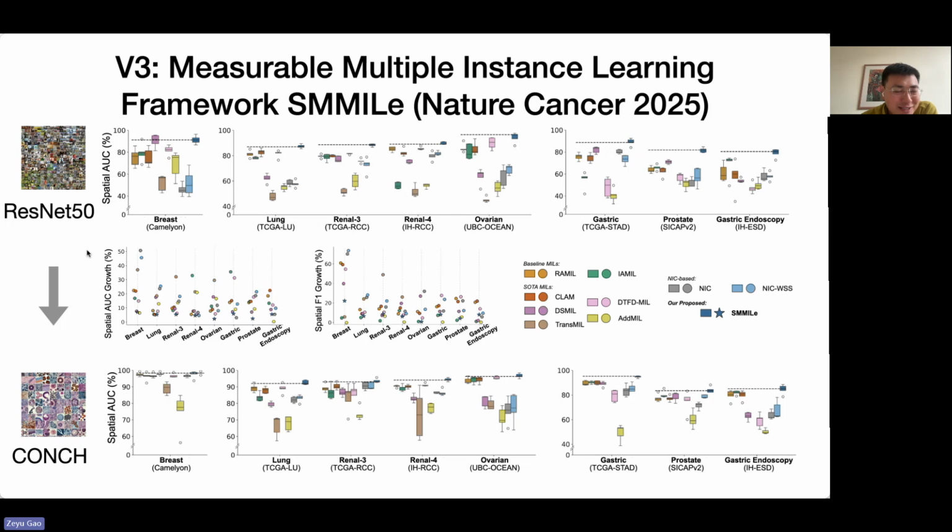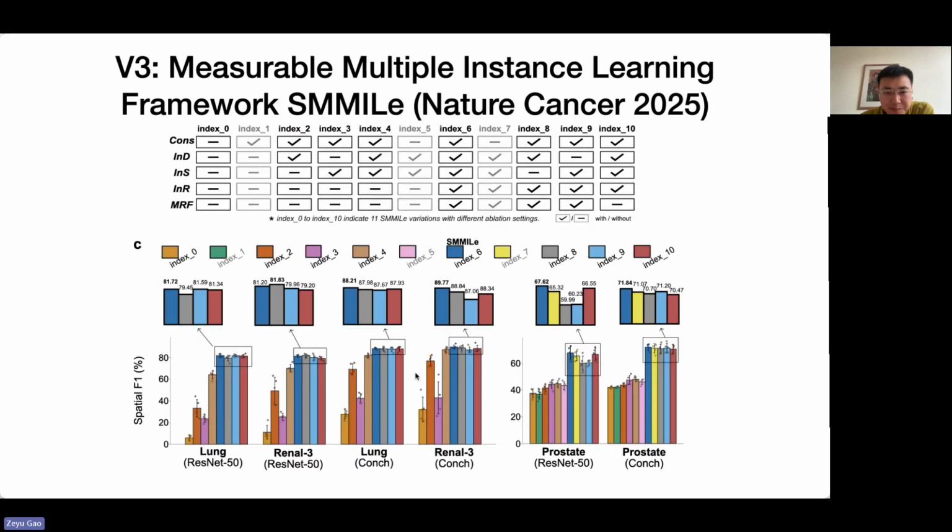So the reviewers asked us to include CONCH as a baseline here. All the models equipped with a foundation model have a lot of gain in spatial quantification, which is amazing. We also show that our model still has a much better result, not as much as in the ResNet setting, but it still has a lot of gain from our framework. And this is some ablation study.